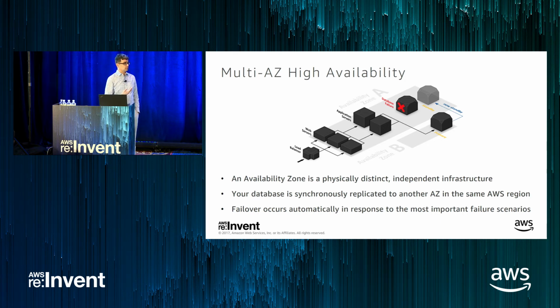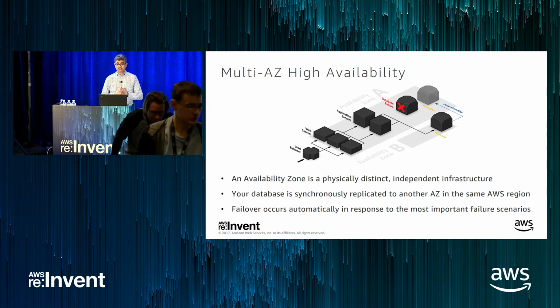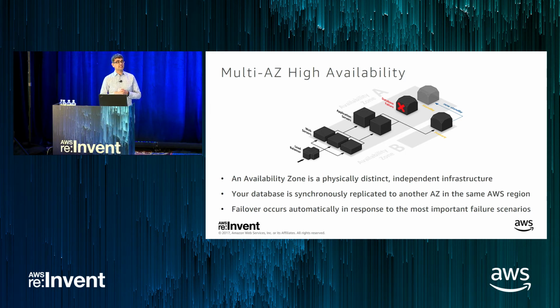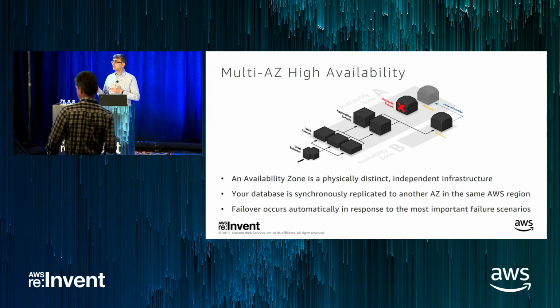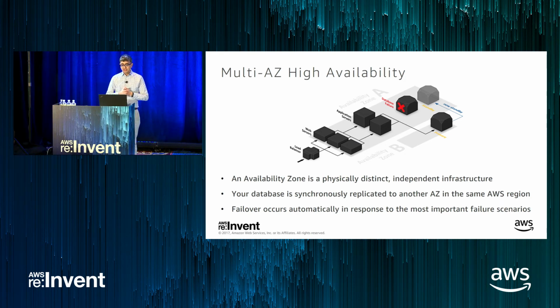So let me first very carefully define what an availability zone is. In AWS parlance, you can have multiple different availability zones or AZs in any given geographical region. Each AZ is physically distinct infrastructure that's different from other AZs in the region. In fact, each AZ is about 5 to 15 miles from another AZ in the same region.